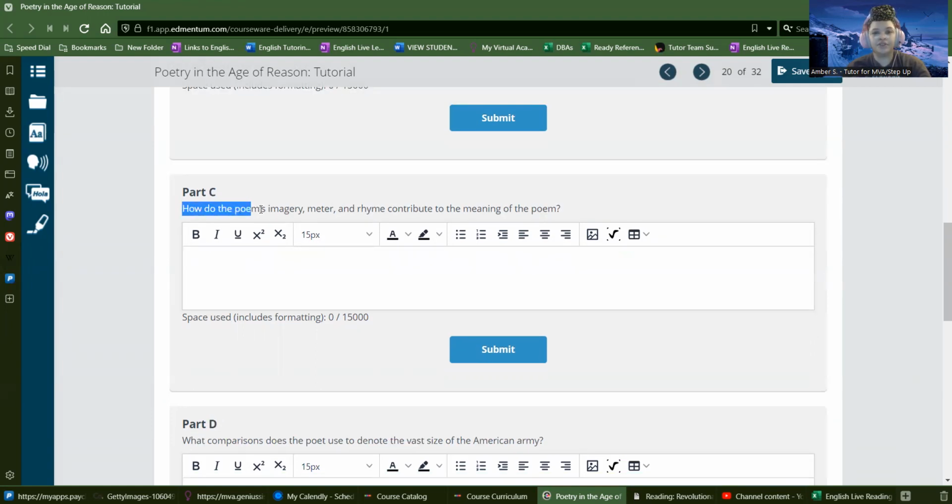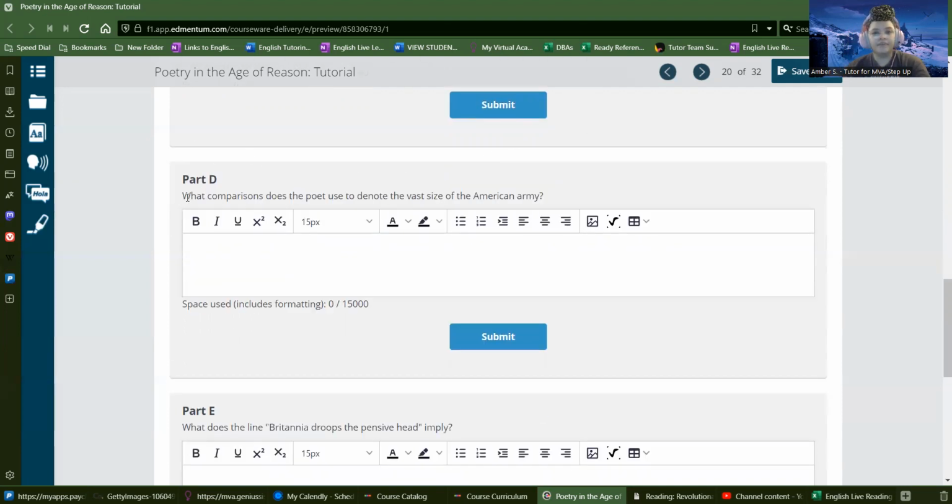Part C is, how do this poem's imagery, meter, and rhyme contribute to the meaning of the poem? So we pretty much know already, and they mention this in the analysis sections if you've seen this tutorial already, that this is written in iambic pentameter. That's why they gave it to you in the beginning and wanted you to be familiar with it. So they're basically saying the imagery, how they describe things, the meter, which is the pattern and how it sounds, and that includes the rhyme too. How do these things contribute to the meaning of the poem? So, what do you think is the importance of having this poem have this rhythmic pattern that repeats in terms of the sound of the poem?